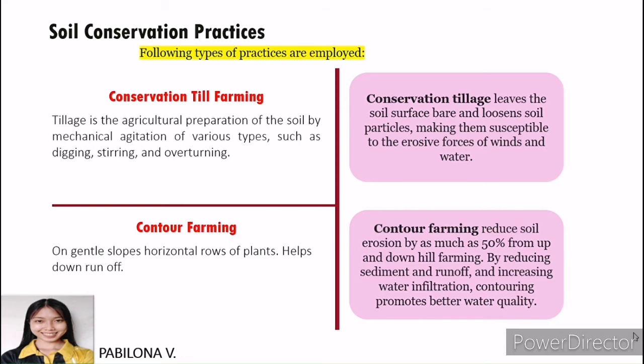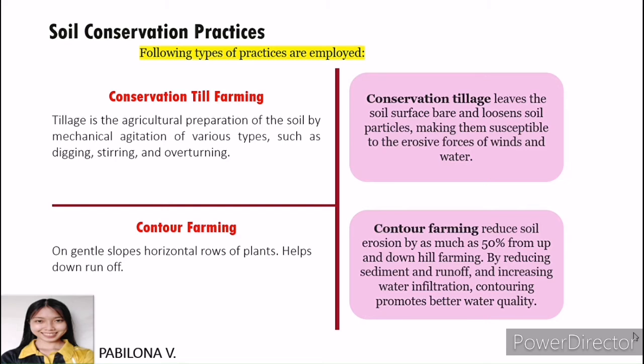First, conservation tillage. Tillage is the agricultural preparation of the soil by mechanical agitation of various types such as digging, stirring, and overturning. Conventional tillage leaves the soil surface bare and loosens soil particles, making them susceptible to the erosive forces of winds and water.